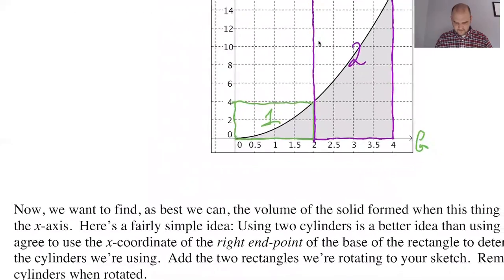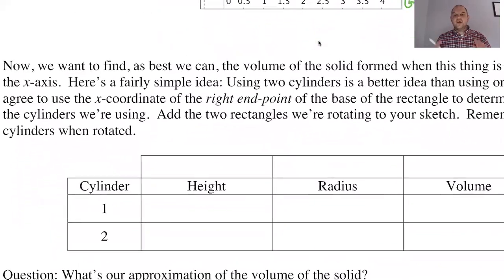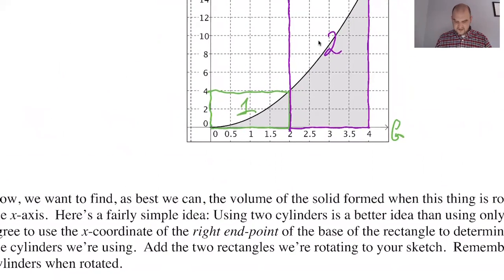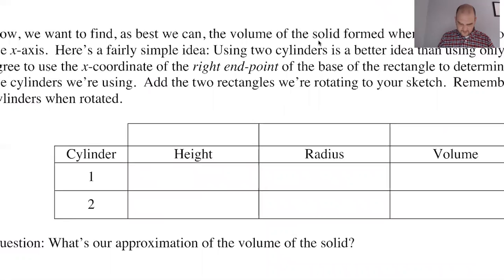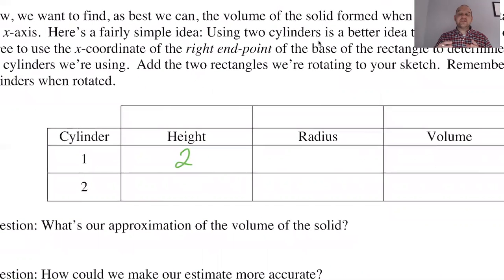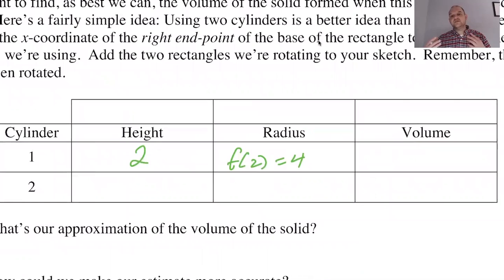Okay, so let's see if we can do this. The height for each of these cylinders is actually the same. They're both 2. So should I keep trying to do this in color? Probably. All right, so the height is 2. And you should have this right in front of you because you're writing it down. The radius of the first cylinder is f of 2, which is 4. And so the volume is pi r squared h. So that's pi 16, 32 pi. So 32 pi, that's my first cylinder.